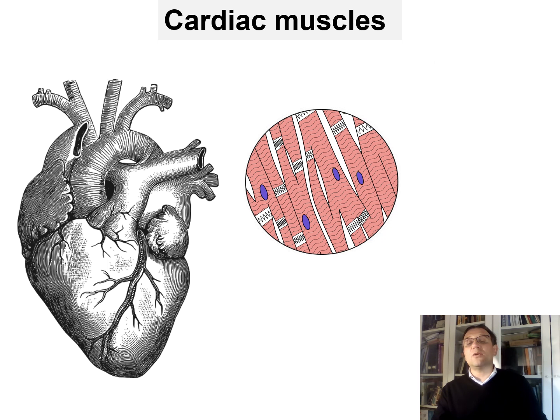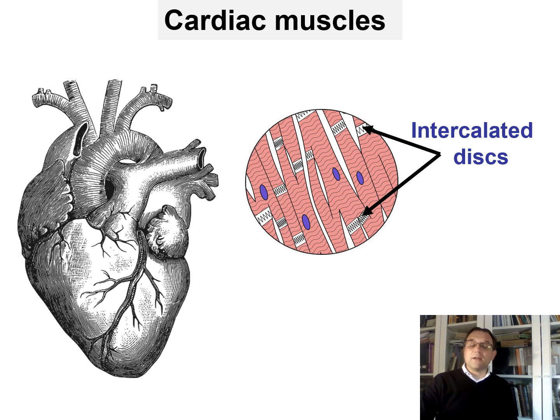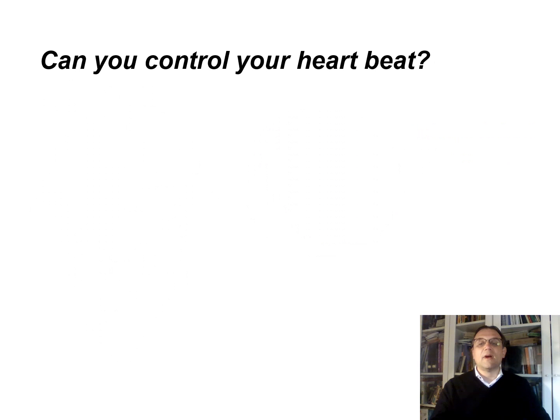The heart is made of striated muscle called cardiac muscle. Heart muscle is striated but not as clearly as skeletal muscle. As you can see from this slide, cardiac muscle is branching cells. They are connected to each other via complex structures called intercalated discs. A question: can you control your heartbeat?